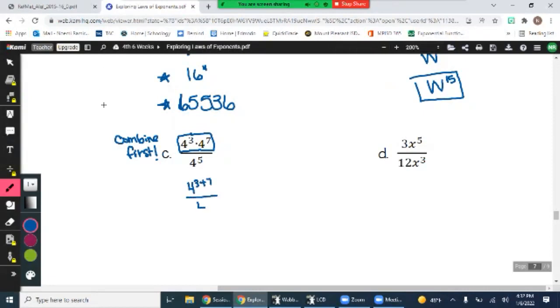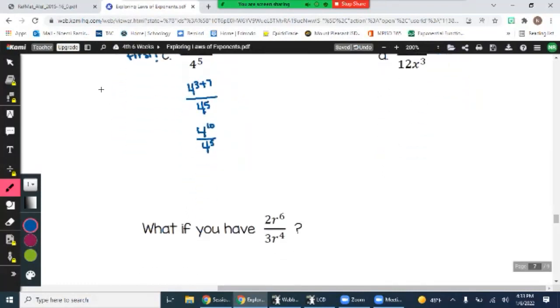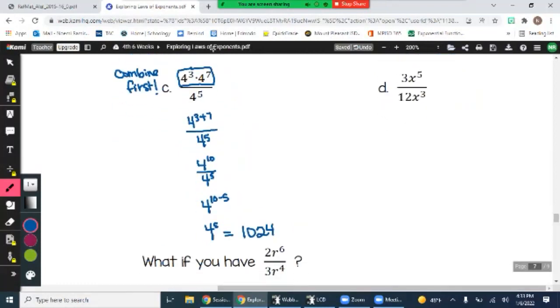Now I've got to keep this 4 to the power of 5 so I don't forget about it. Now 3 plus 7 gives us 10. So 4 to the power of 10 over 4 to the power of 5. We're dividing two powers with the same base, so all we have to do is subtract 10 minus 5. And we get 4 to the power of 5. Or we could simplify it a little bit further and it will give us 1024.